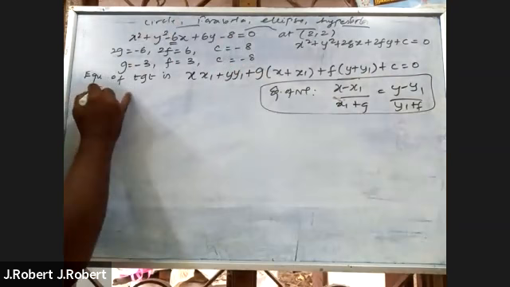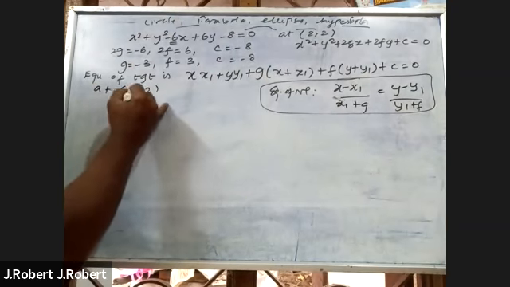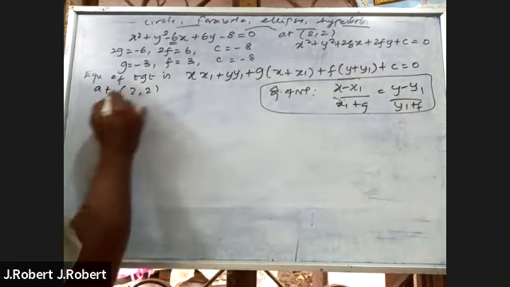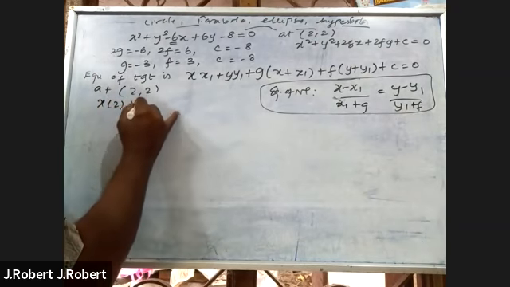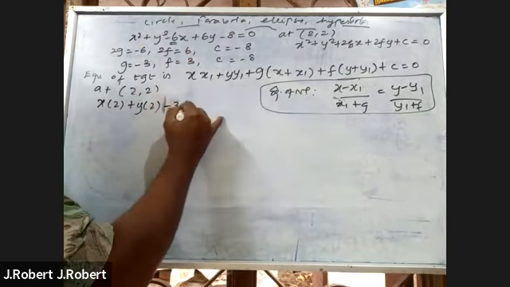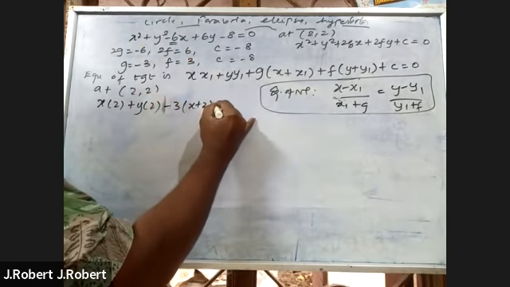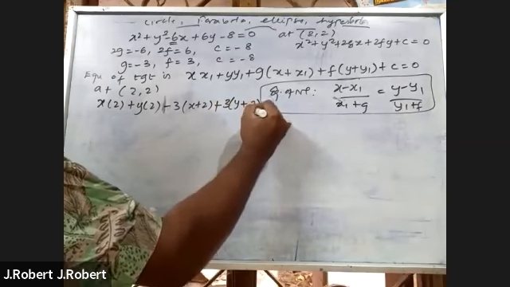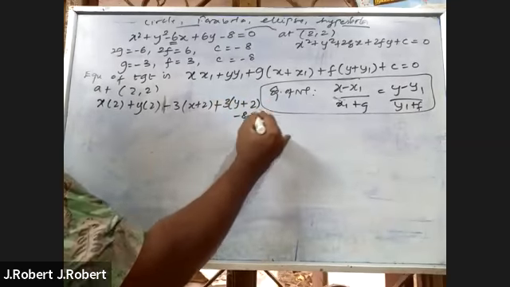At (2, 2), which means that x1 is 2 and y1 is 2. Therefore, see, listen here: x into 2 plus y into 2. Your g is minus 3, so minus 3 into x plus 2. And f is 3 into y plus 2, plus c, minus 8 equal to 0.